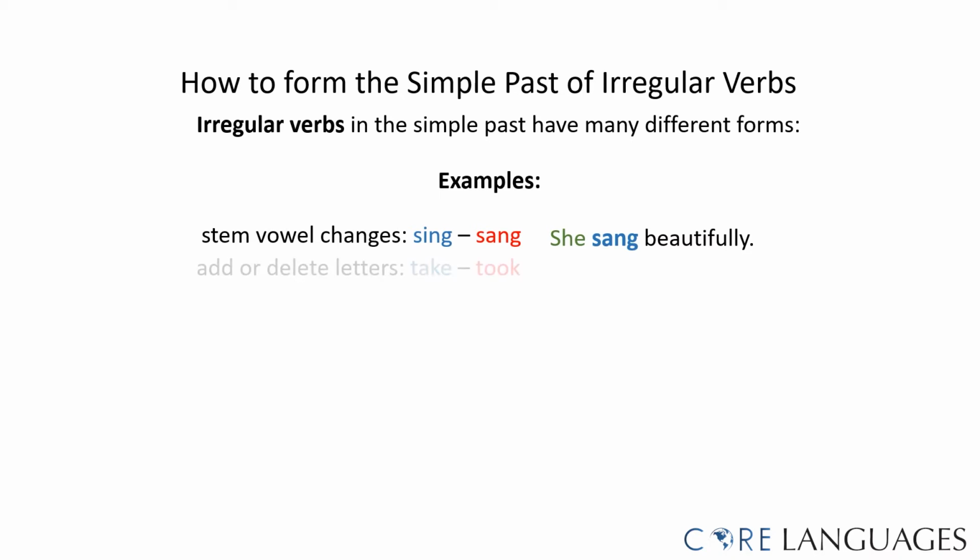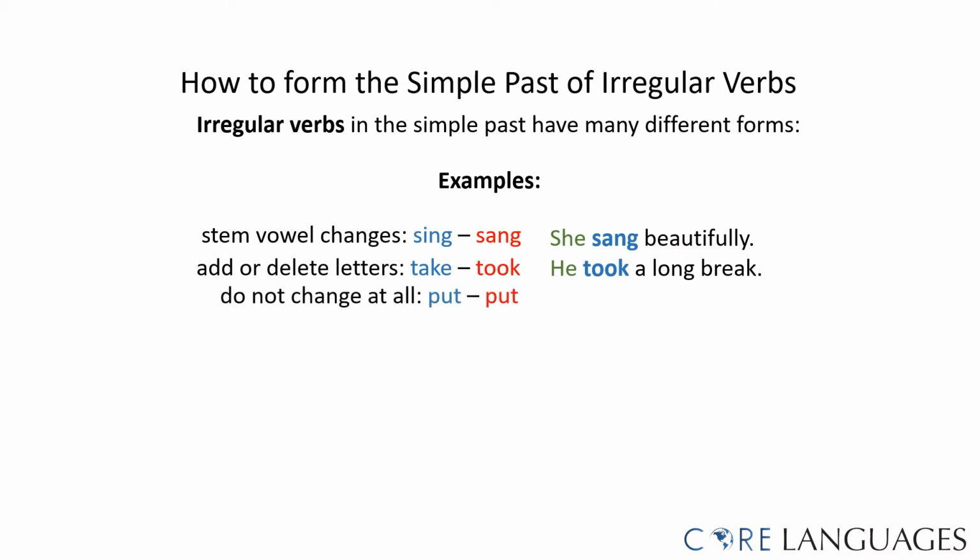There are some irregular verbs that add or delete letters. For example, the verb to take. To take in the simple past is took. He took a long break. There are some irregular verbs that do not change at all. For example, the verb to put. To put in the simple past is also put.